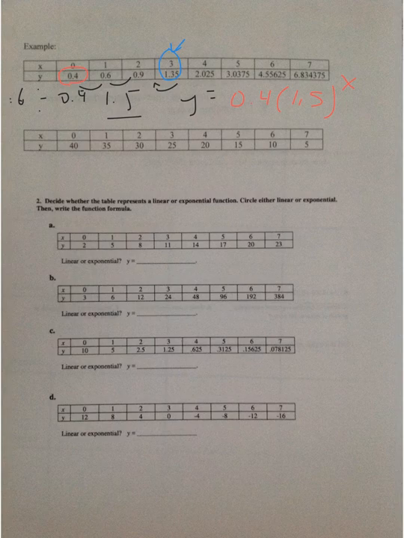So if I'm looking here, I can see my x's I'm going up by 1. Here I am going down by 5. And I can tell that it is happening throughout. So this is a linear function.